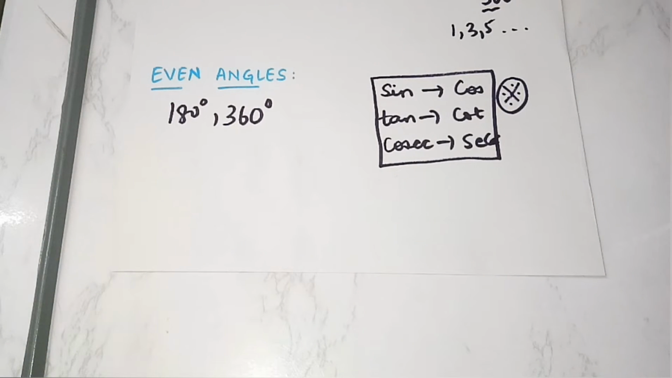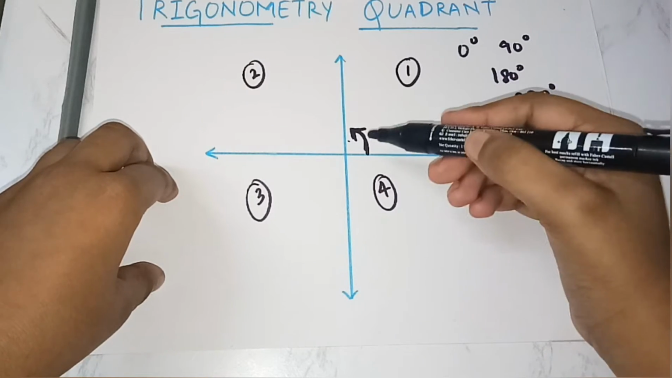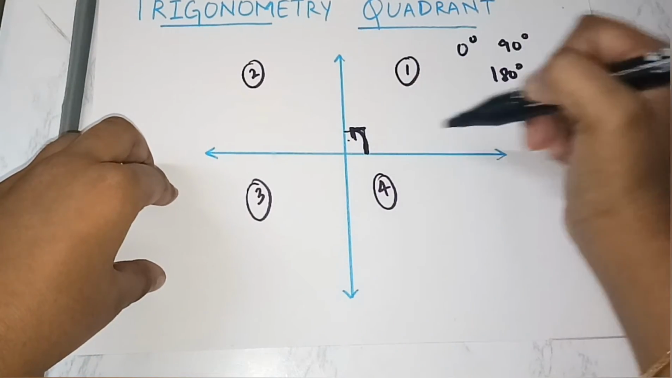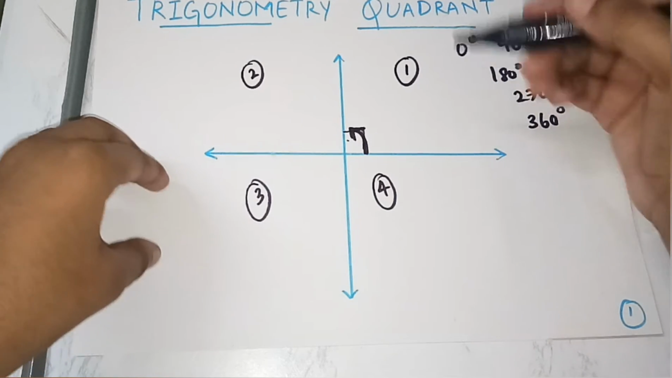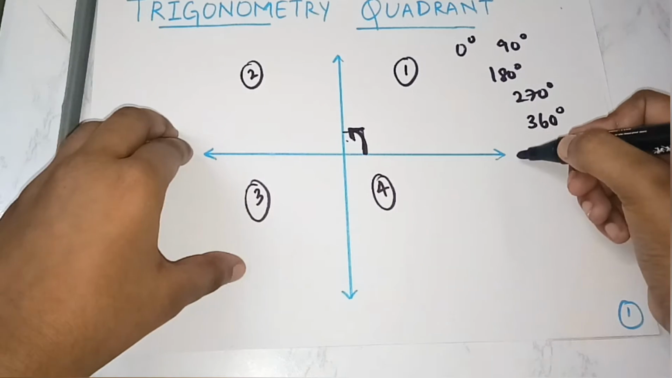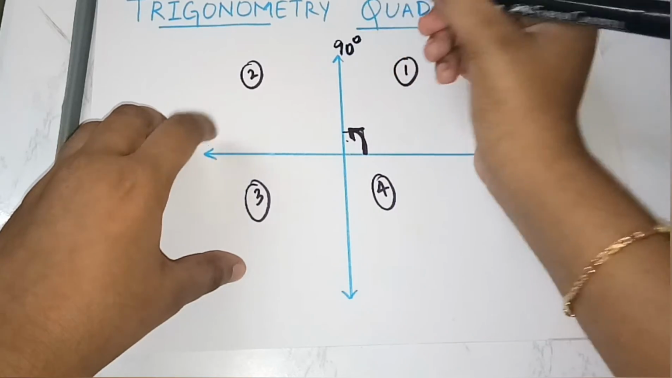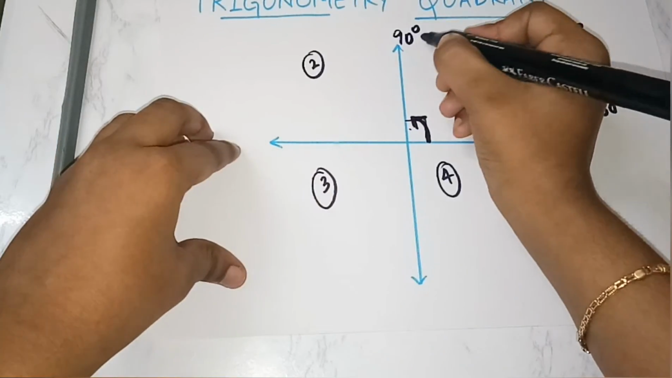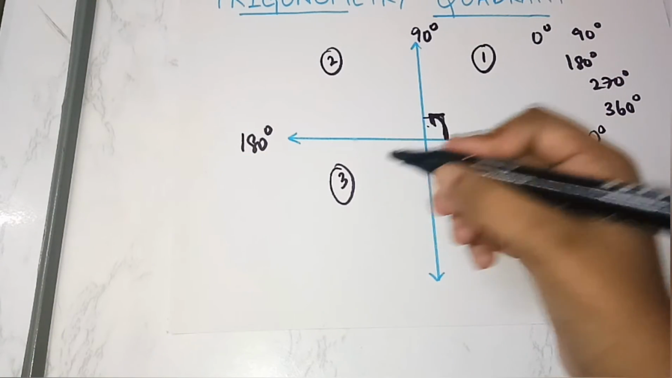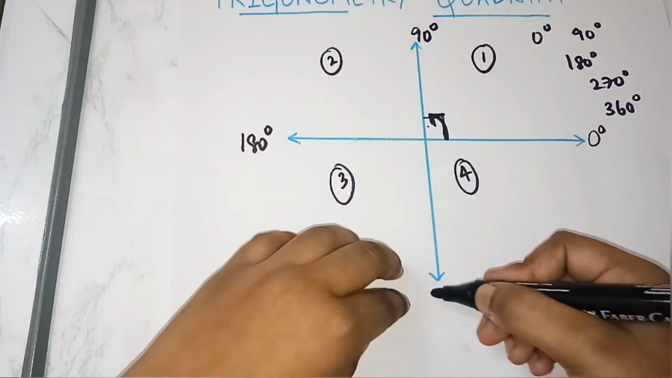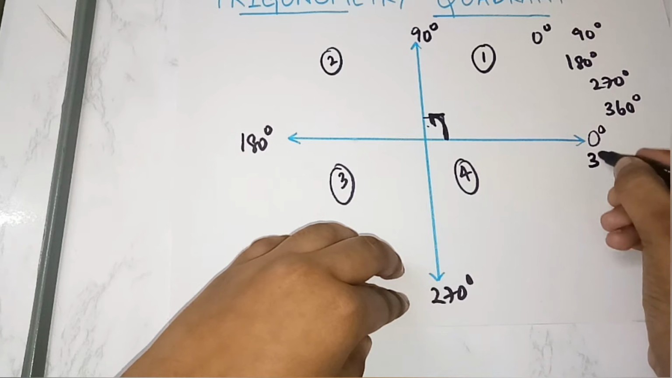Now let's move forward with the table. By the look of this quadrant system, we see that each quadrant is 90 degree. So these 5 angles are going to be represented in this quadrant system as follows. First quadrant ranges from 0 degree to 90 degree. The second quadrant ranges from 90 degree to 180 degree. The third quadrant from 180 degree to 270 degree. And the last quadrant from 270 degree to 360 degree.